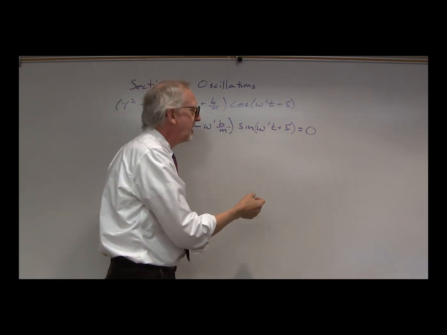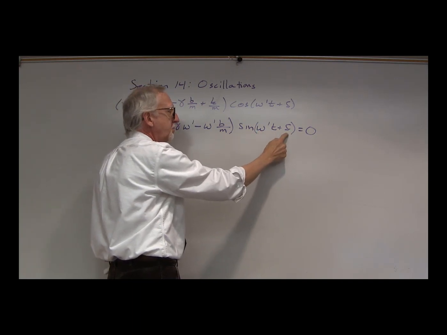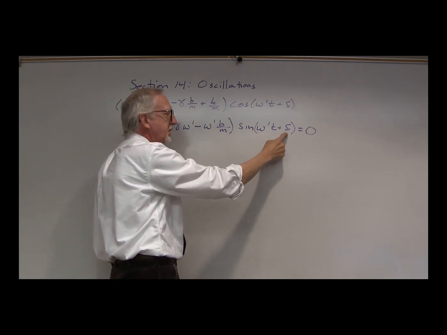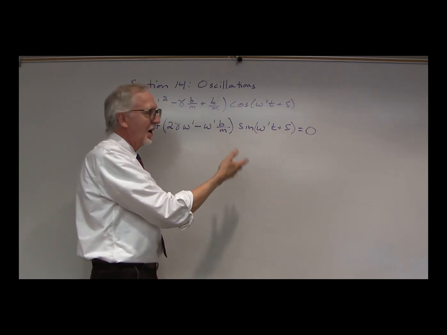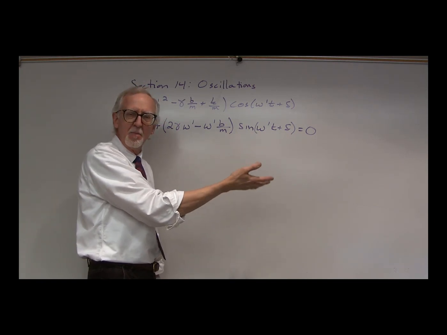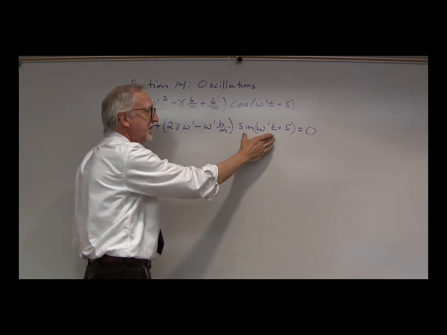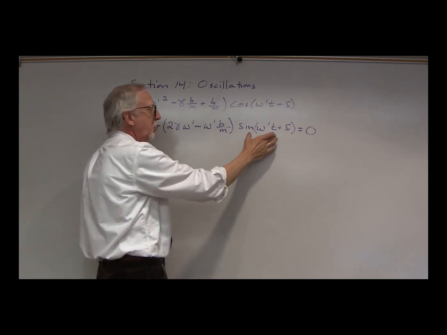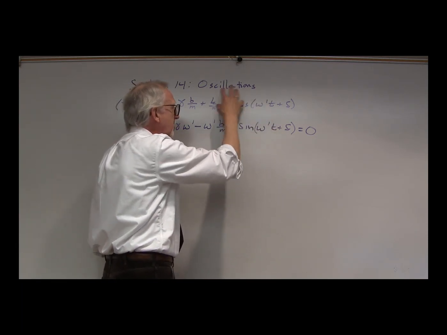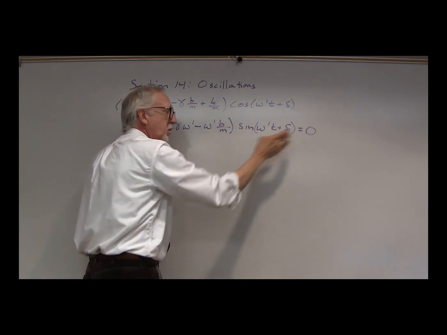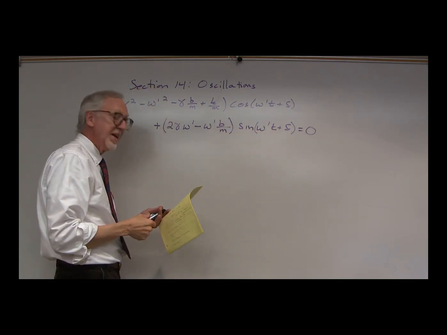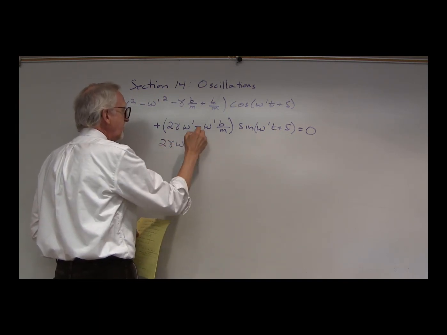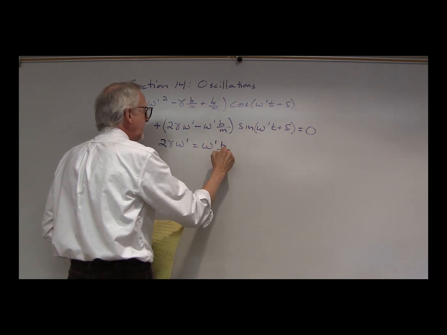Well, let's choose some time where omega prime t plus delta makes the sine equal to 1. In other words, where omega prime t plus delta is 2 pi n, where n is some integer, plus pi over 2. That makes this equal to 1. But when that is true, the cosine is equal to 0. So for some times this will be 1 and that will be 0, which means this quantity must equal 0, always, for any time. So what do we have? 2 gamma omega prime must equal omega prime b over m.